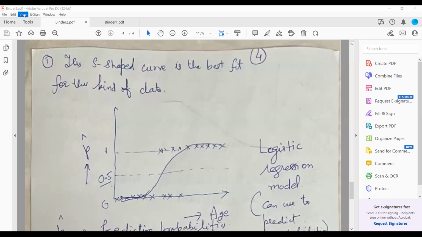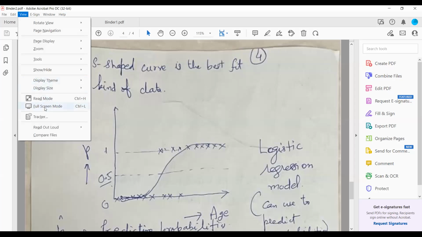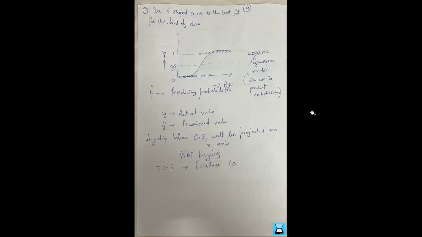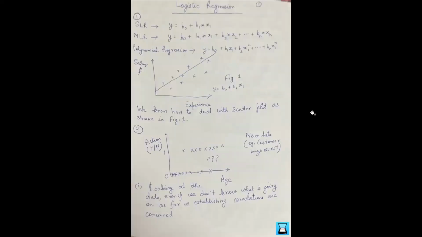Okay, so this is the PDF file that I have made. Let's see what logistic regression is and what the concept behind it is. The first equation is for simple linear regression, the second equation is for multiple linear regression, and here I have put the equation for polynomial regression also.